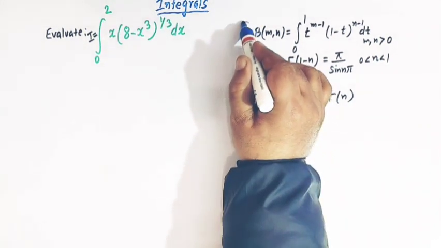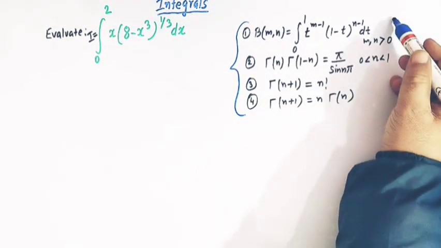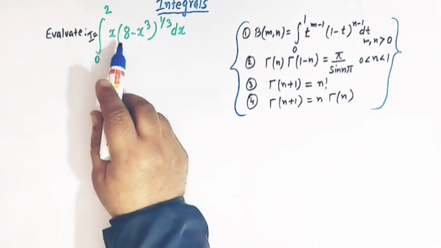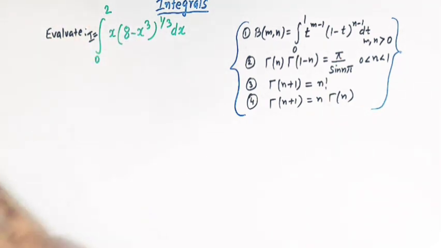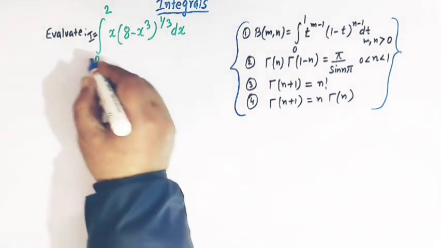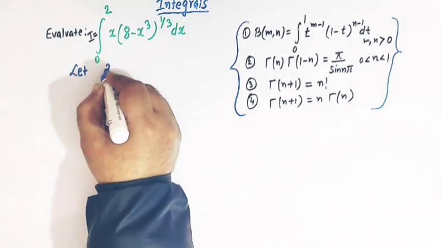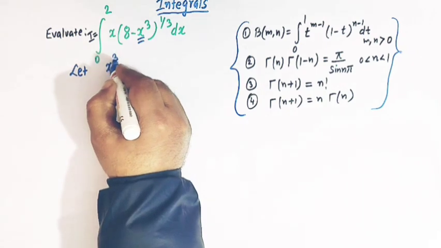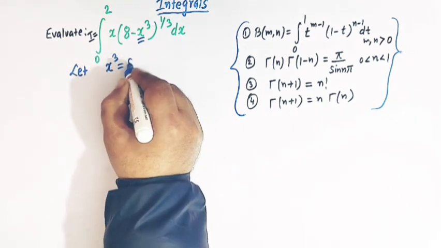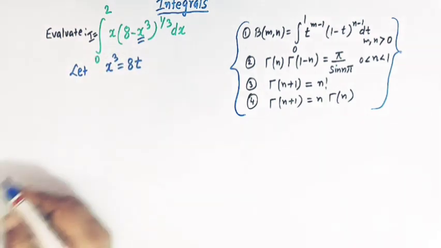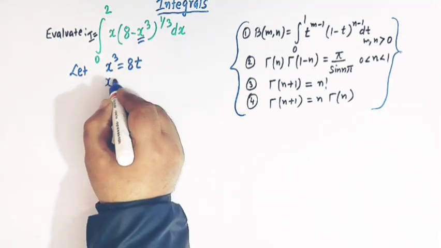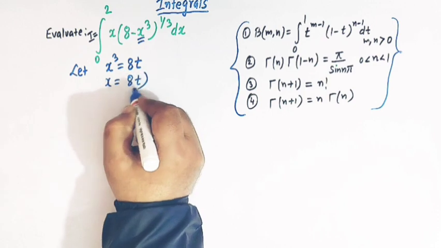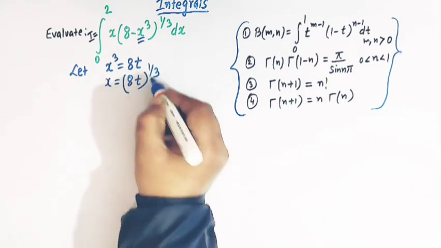So these are the four important results which are used in solving this integral. So let us first make use of the substitution method. Here we'll take x cube equal to 8 times t, where t is our new variable, right? So x can be written as (8t) raised to 1 over 3.